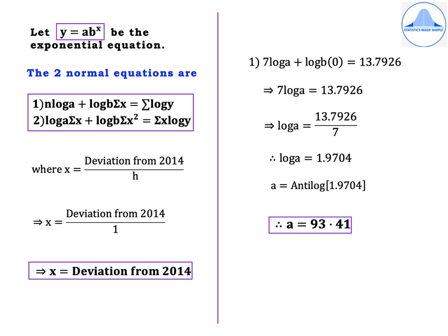So take the first year 2011 subtracted from 2014, you get minus 3. Similarly, 2012 minus 2014 is minus 2, and continue in a similar manner. You get minus 1, 0, 1, 2, 3. So summation x is equal to 0. Next, find out x square values, which is 9, 4, 1, 0, 1, 4, 9, which gives summation x square equal to 28. We also need x log y.